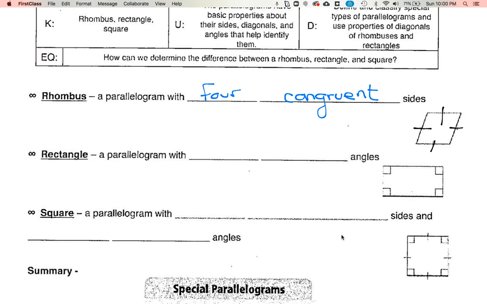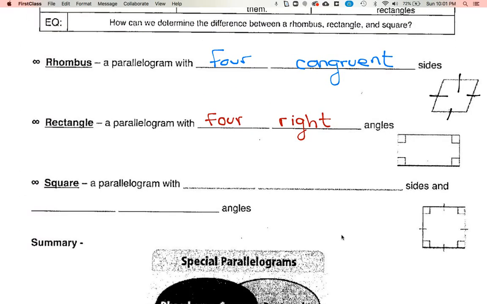A rectangle is a parallelogram with 4 right angles. And then if we bring those two ideas together, we get a square. Square, which is one of the simplest shapes that we learn, turns out to be not one of the most complex, but actually a combination of these special parallelograms.